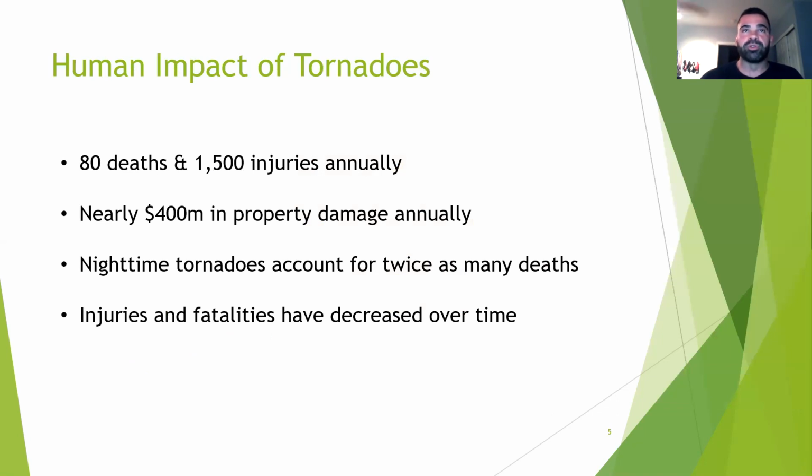So now that we know where tornadoes are and why they impact the United States, how does this translate to people? Tornadoes account for roughly $400 million in property damage annually, along with 80 deaths and 1,500 injuries. Other factors are important to consider in relation to tornado impact. For example, studies have found that tornadoes that occur at night are twice as deadly as those that occur during daylight hours. With all this in mind, it's worth noting that over the course of tornado record keeping, injuries and fatalities due to tornadoes have decreased.